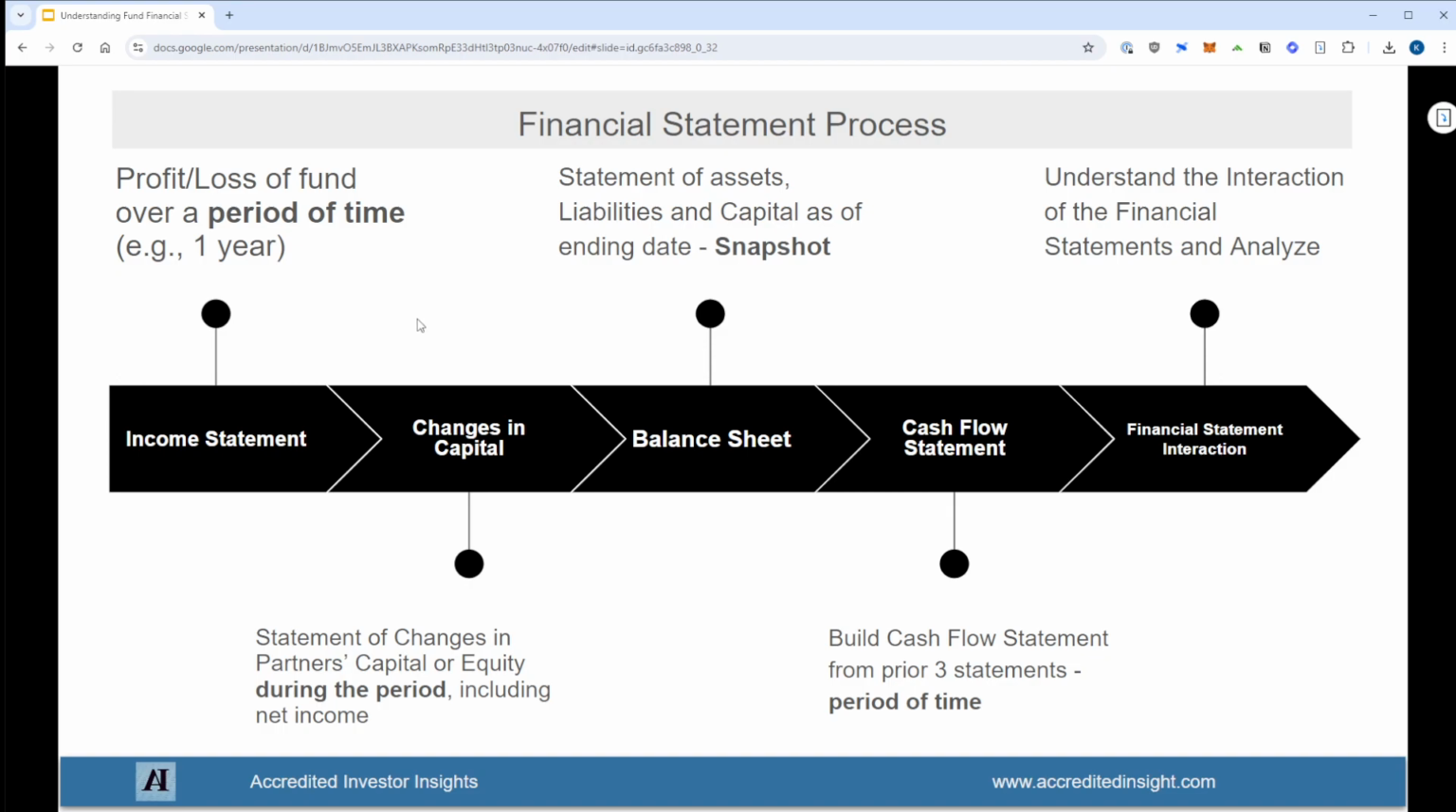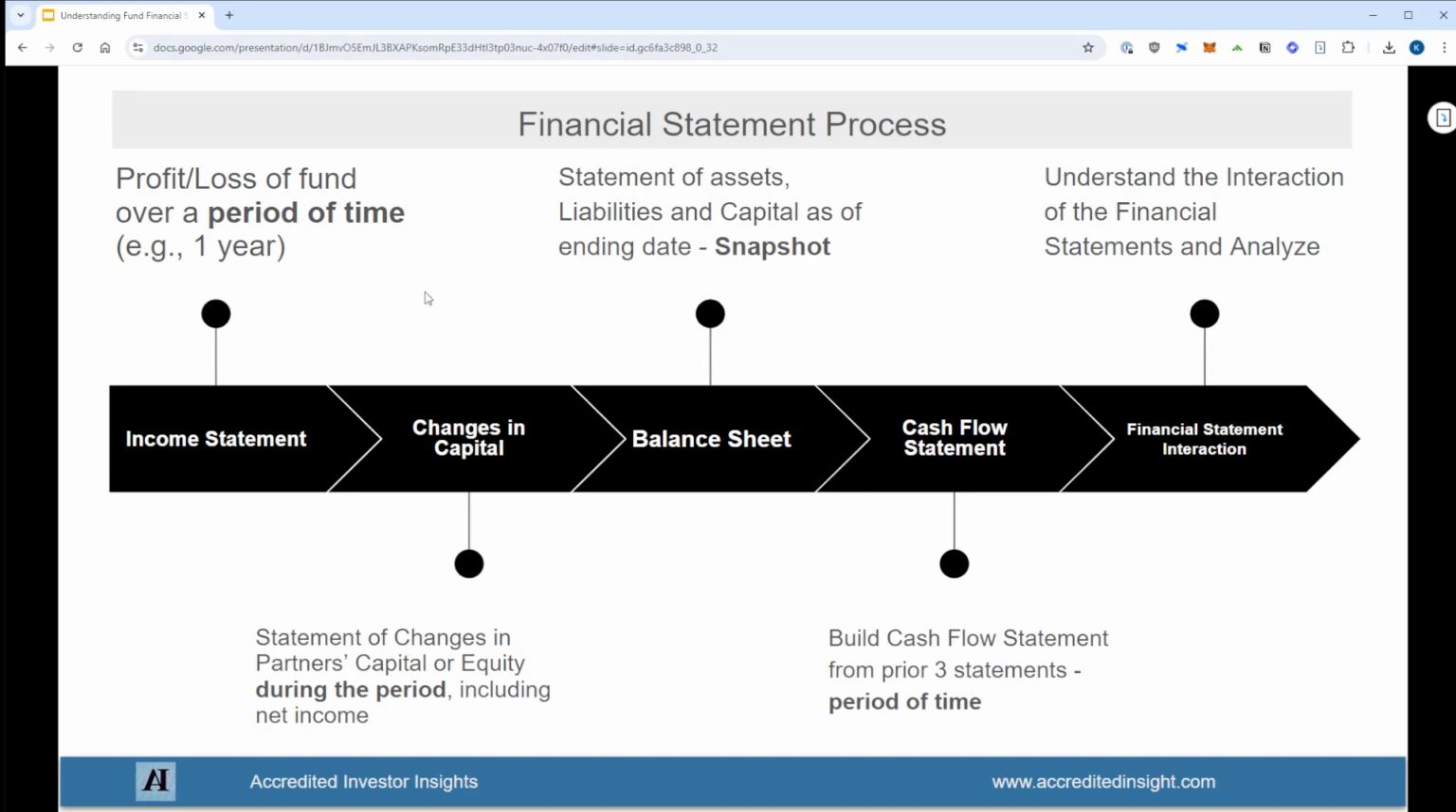This slide, on a conceptual level, tries to discuss the financial statement process, and I want you to think about this going from left to right, and the process of generating and even analyzing the financial statements. I'm not going to go into specifics in this video on how we construct the financial statements themselves, but I want to show you at least what they represent and how they interact with one another for purposes of analyzing your deals, your funds.